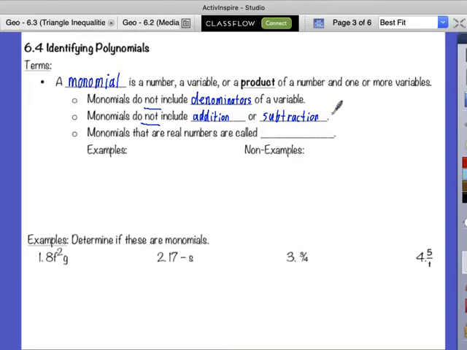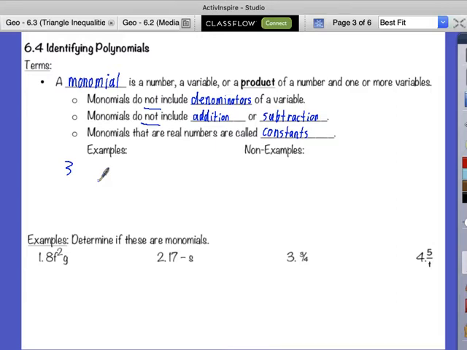Monomials that are real numbers are called constants. That's not talking about real versus imaginary. It's talking about real numbers versus variables. Let me give some examples of a monomial. Three is a monomial. One is also a monomial. Three is a monomial.